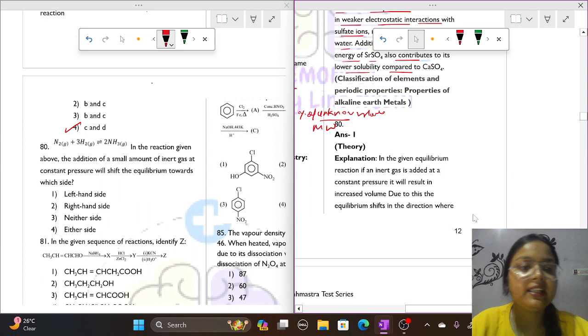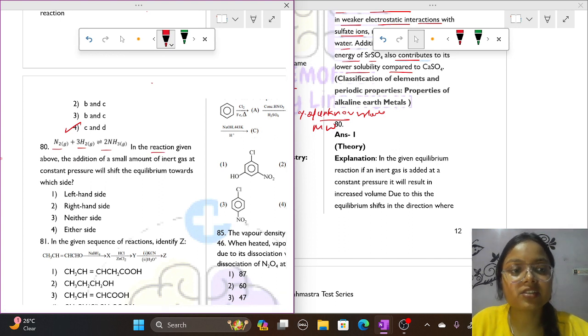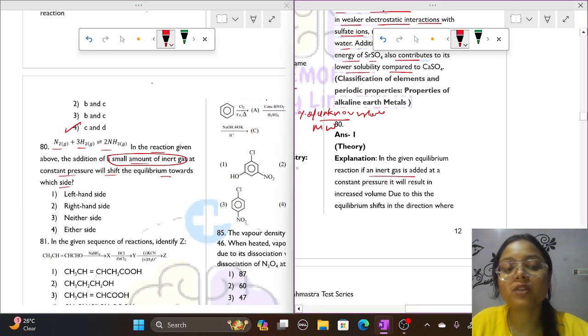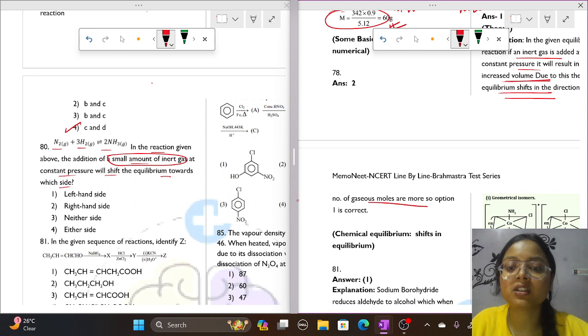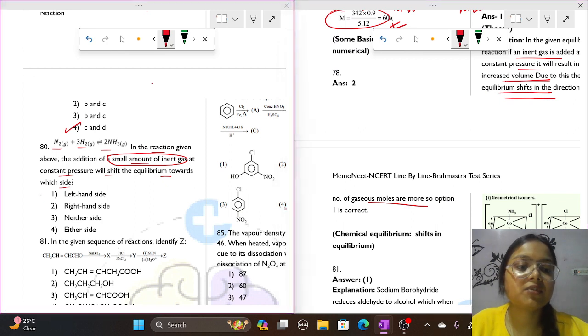For question number 80, N2 gaseous plus 3H2 gaseous gives 2NH3 gaseous. In this reaction given above, the addition of a small amount of inert gas at constant pressure will shift the equilibrium towards which side? So we have to find out what happens at equilibrium when an inert gas is added. If an inert gas is added at constant pressure, it will result in an increase of volume. Due to this, equilibrium shifts to the direction where the number of gaseous moles is more. So the equilibrium will shift towards the left hand side.